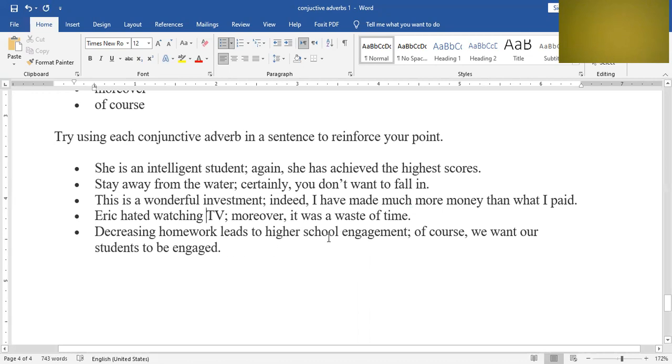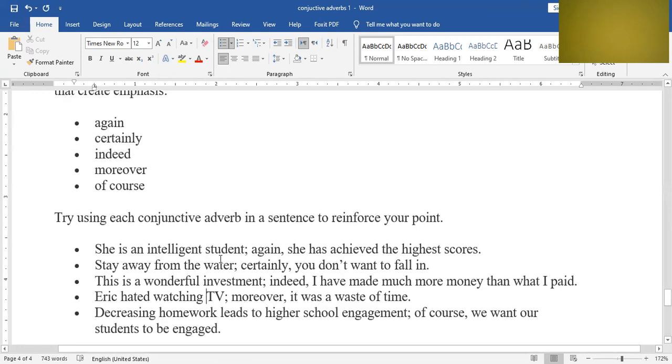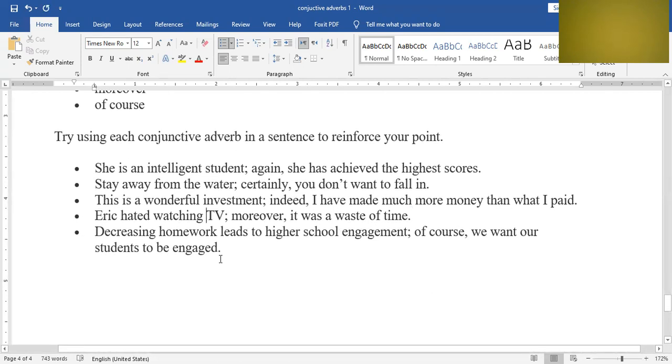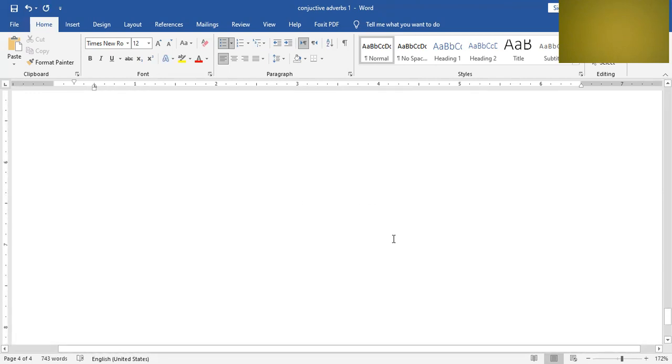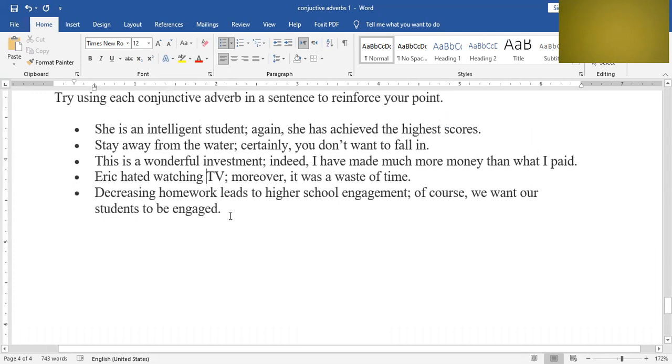Decreasing homework leads to higher school engagement. Of course, we want our students to be engaged. You emphasize the idea of decreasing homework. I'm sure that you like this idea, that you want a very small number of pieces of homework, because you think that students will be engaged.